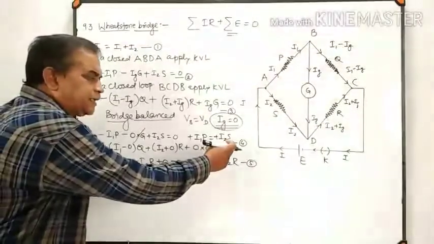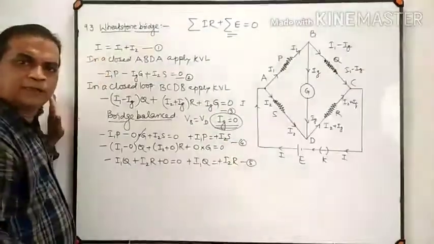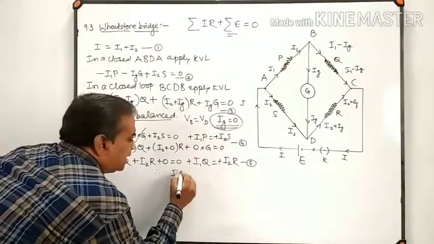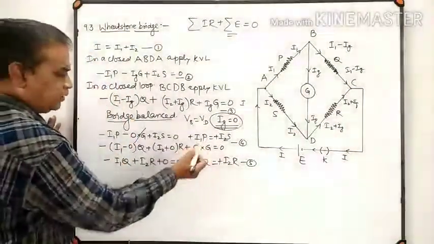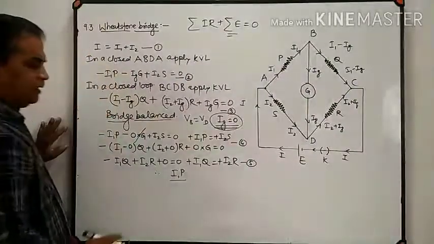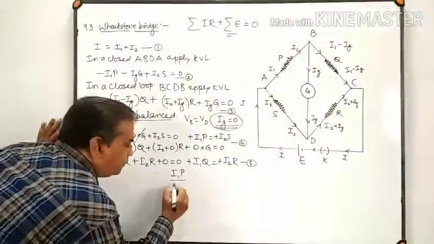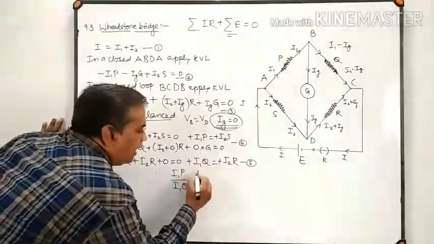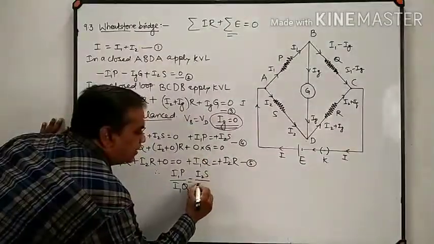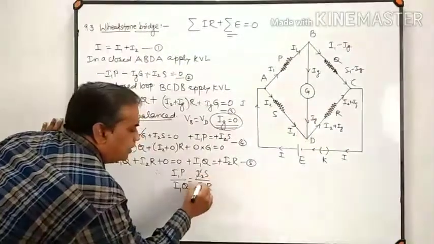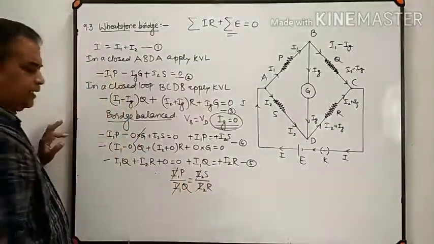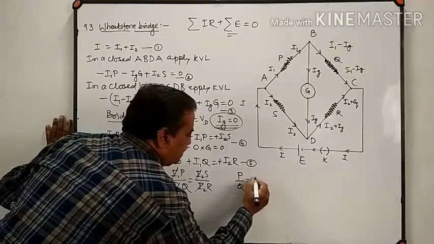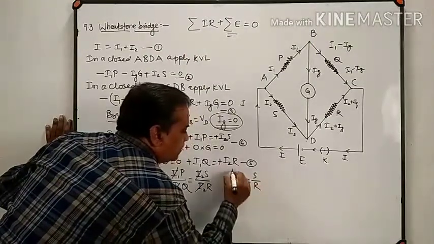Now divide equation 4 by equation 5. So we write the left hand side of equation 4, it is I1 into P, divided by the left hand side of equation 5, I1 into Q, is equal to I2 into S divided by I2 into R. So I1 gets cancelled, I2 gets cancelled, and we have the relation P by Q is equal to S by R.